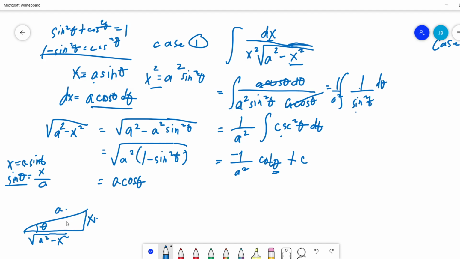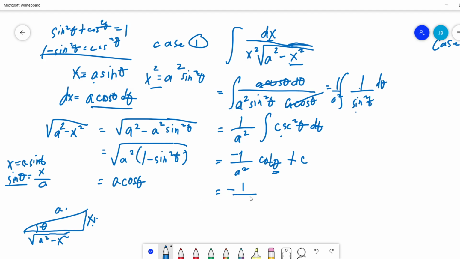Okay? So again, hypotenuse minus this, then square root. This is the value of the other side. So now, we have cot theta. What's cot theta? Remember SOHCAHTOA once again. Tan is opposite over adjacent, while cot is adjacent over opposite.